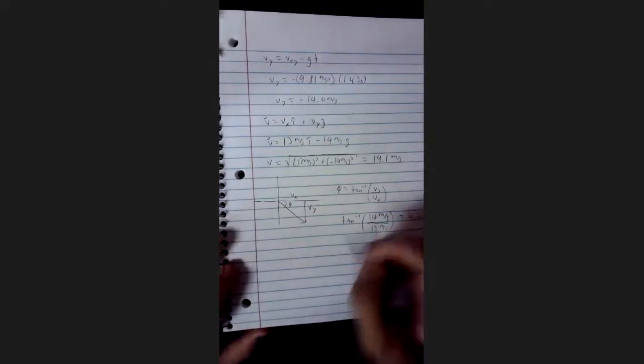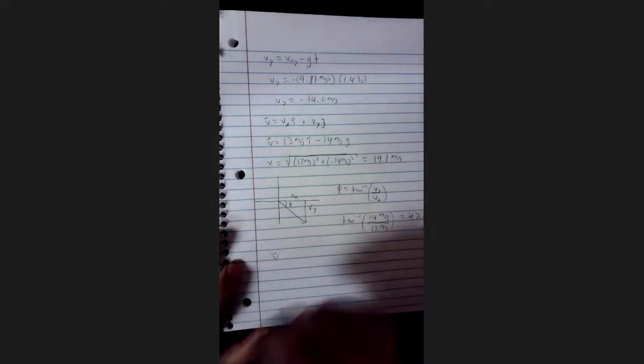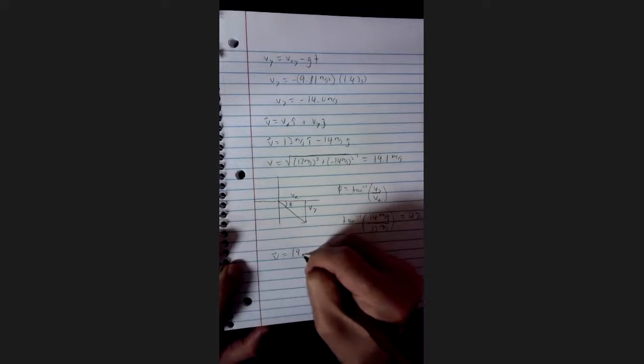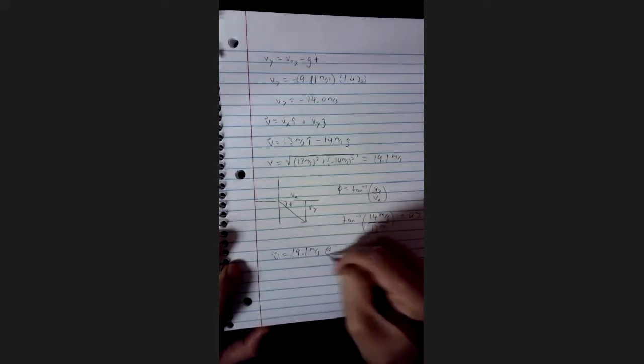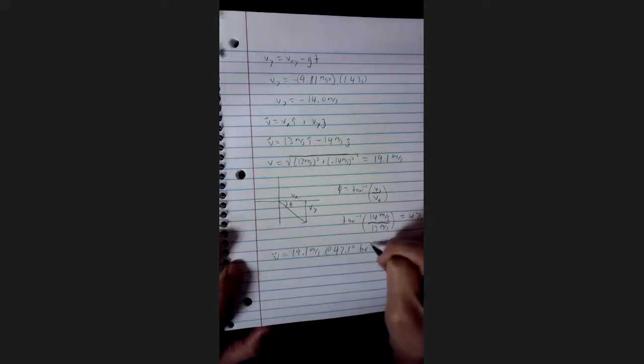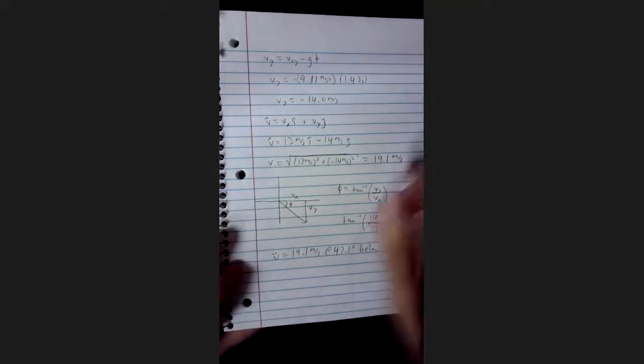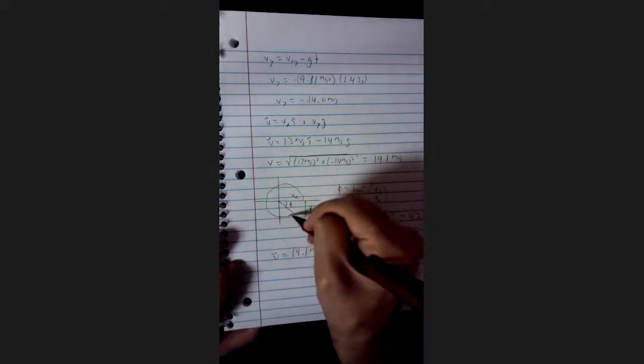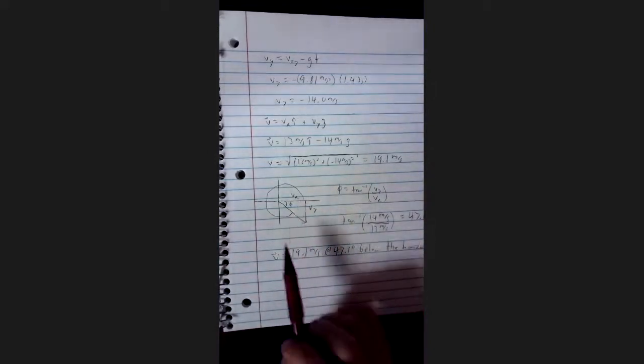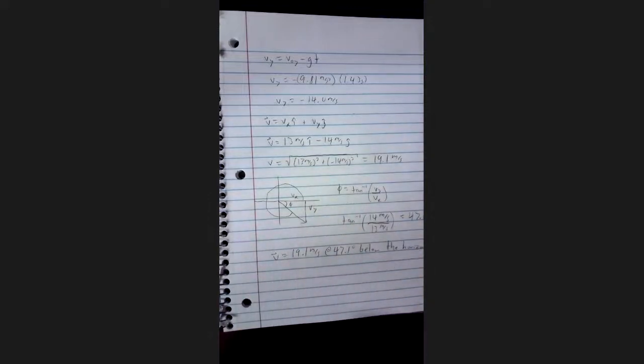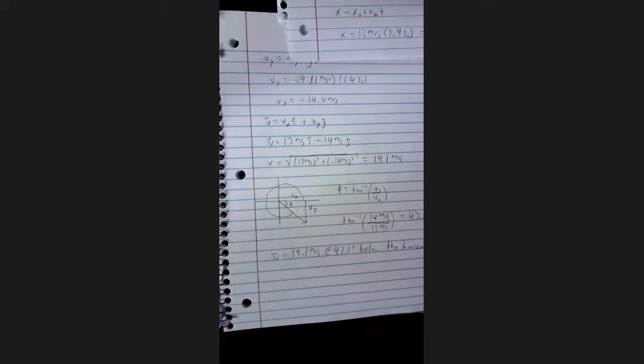And so our final answer then is that our final velocity right as the cannonball hits the ground is 19.1 meters per second at 47.1 degrees below the horizontal. Now, if you wanted to, you could have also given this angle and said that the final velocity was 19.1 meters per second at 360 minus 47.1. But since our initial velocity was given in terms of the horizontal, we can also just say it's below the horizontal. Okay, so that's 2D kinematics.